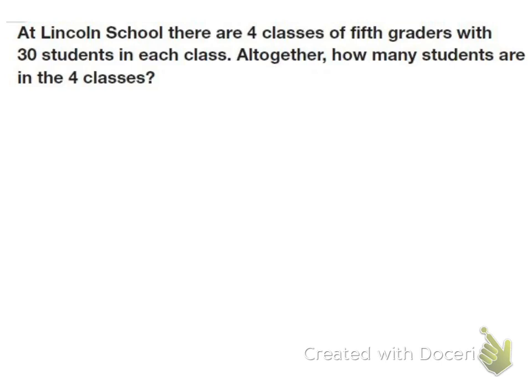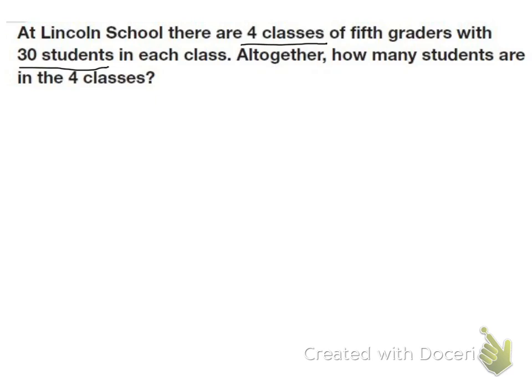So here it says, at Lincoln School, there are 4 classes of 5th graders with 30 students in each class. Altogether, how many students are in the 4 classes? So this problem is about equal groups. We want the same number of students in each class. My groups are the classes. Groups always have things inside of it. The number in each group is 30 because there's 30 students in each class.